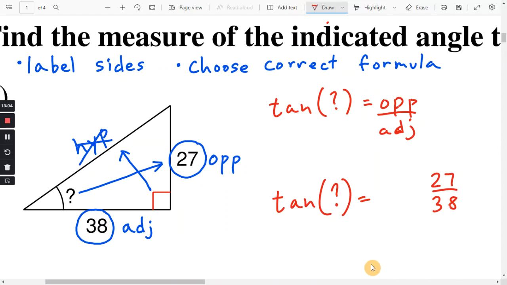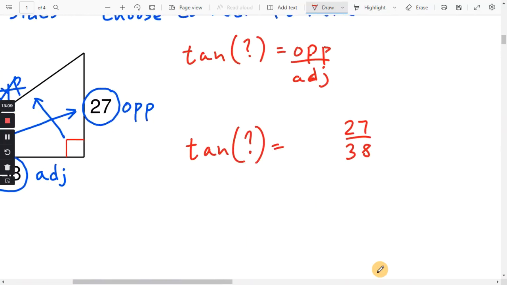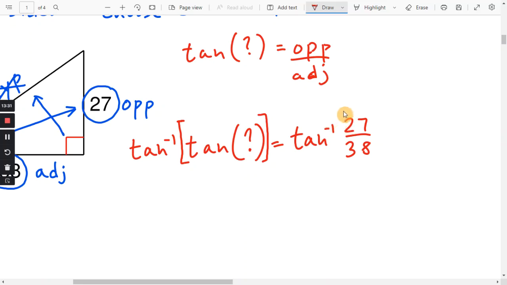All right. And now, just like we did in the first section, we're going to do the inverse on both sides. All right. So here we have tan. The way to get rid of tan is to do the inverse tan. It looks like tan with a -1. So we're going to do the inverse tan of this whole thing. And we want to do this on both sides. We're going to do the inverse tan of this number as well. All right. On the left-hand side, it cancels. And we're just going to do inverse tan of 27 over 38 on the calculator.